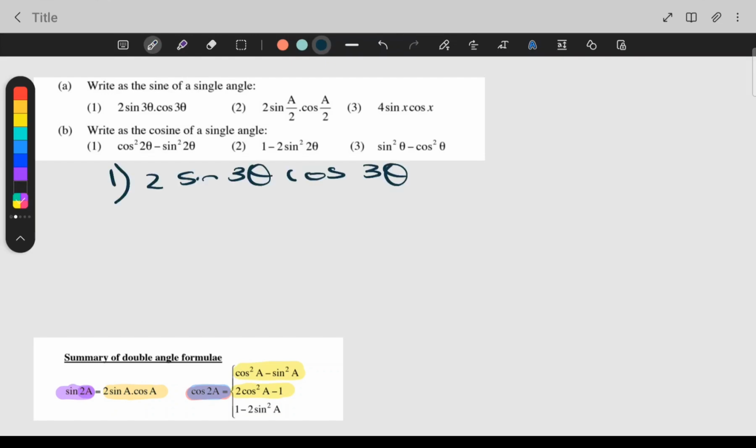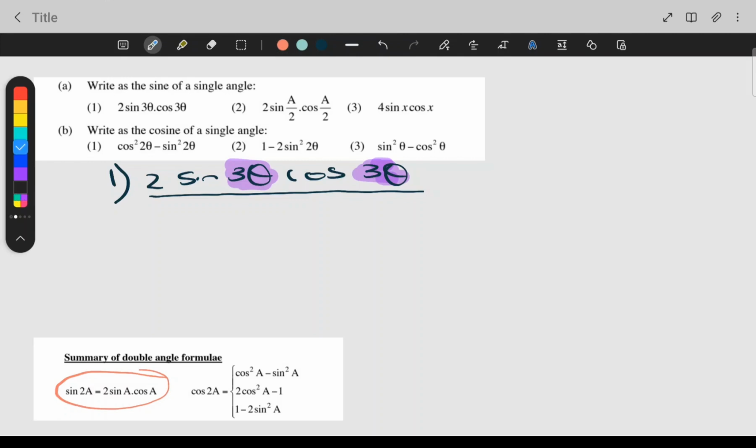Let's look at number 1. Here we have 2 sine 3 theta cos 3 theta. So we have a 2 sine cos of the same angle. So here you see at the bottom, we have a 2 sine cos, and the angles are also the same. So I can see I'm going to use this angle here.